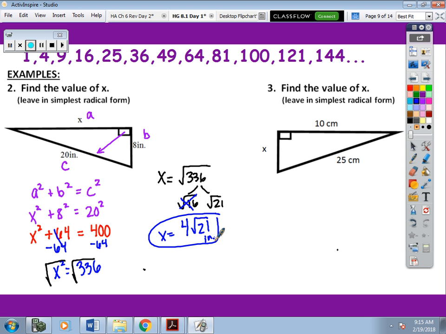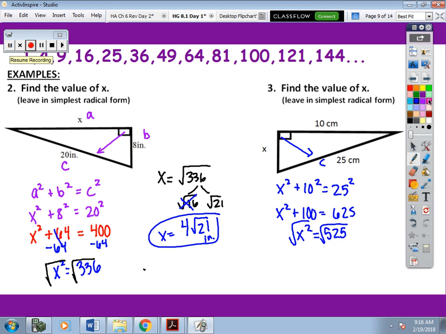See if you guys can find the answer to number 3. All right, so I see a lot of you getting to the right point, but getting a little bit stuck. So we should have gotten x squared equals 525. What did you choose to break 525 down into?